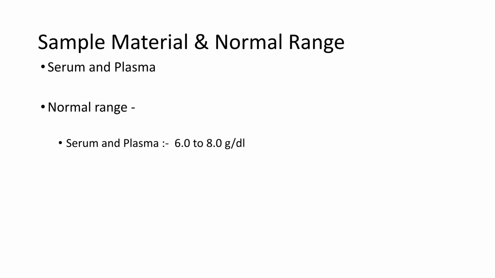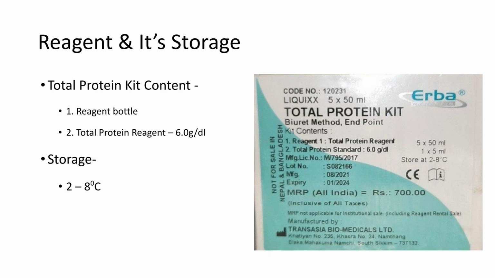The normal range for total protein in serum and plasma is 6.0 to 8.0 grams per deciliter. The total protein kit contains a reagent bottle and a total protein standard, typically 6.0 grams per deciliter. Reagents should be stored at 2 to 8 degrees Celsius.